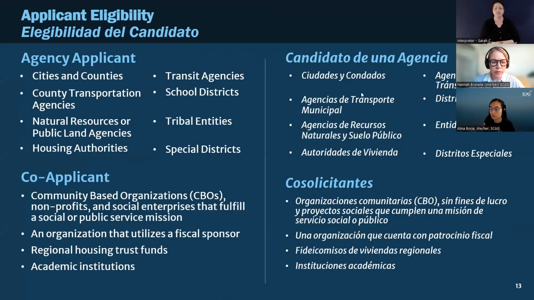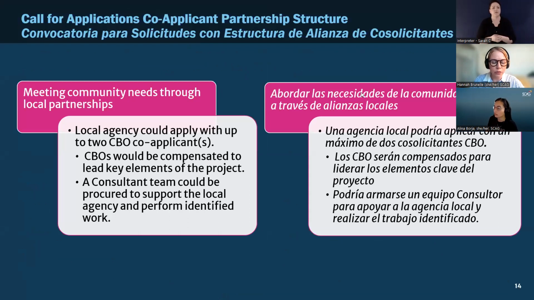Yeah, and maybe just to add a little bit to that, you were asking about the co-applicant structure. So I'm just navigating to that slide. And just to clarify, through this call, we're really hoping to facilitate partnerships between local agencies and local community-based organizations. So the goal there would be for the local CBO to work on key aspects of the project, whether that's engagement, existing conditions, developing data analysis, and they would be supported, alongside the local agency, and we would likely hire a consultant team to support that process as well.